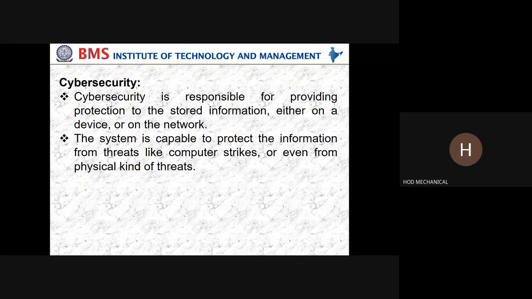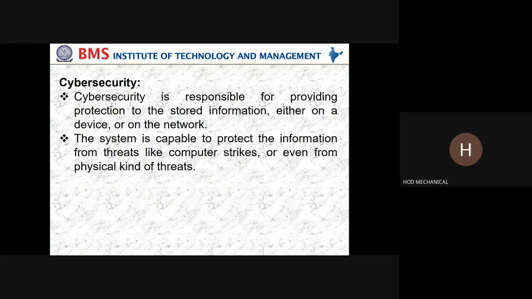Now the information may be on a device or maybe on the network. There should not be any spamming which is going to occur. There should not be any problem or a hacker who is going to hack the data. That is not supposed to occur. Now the system is capable of protecting the information from threats like computer strikes or even from physical kinds of threats. That means cyber security is mostly related to making sure that your data is going to be safe.